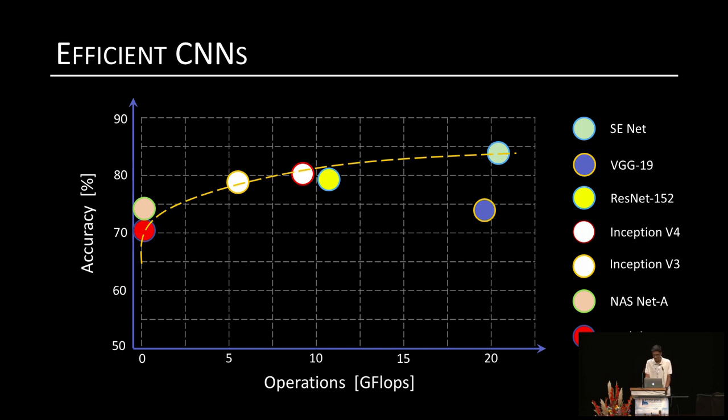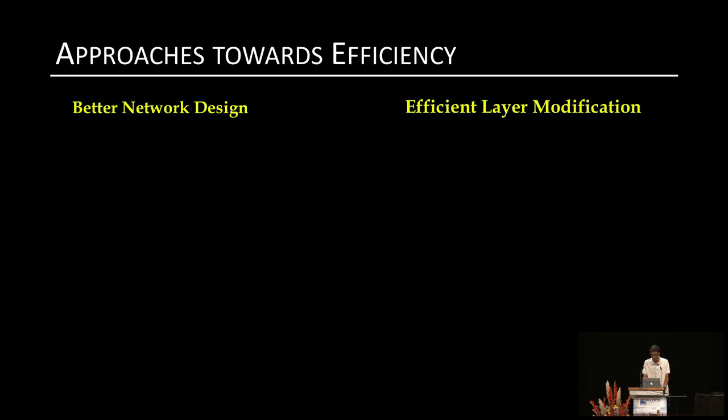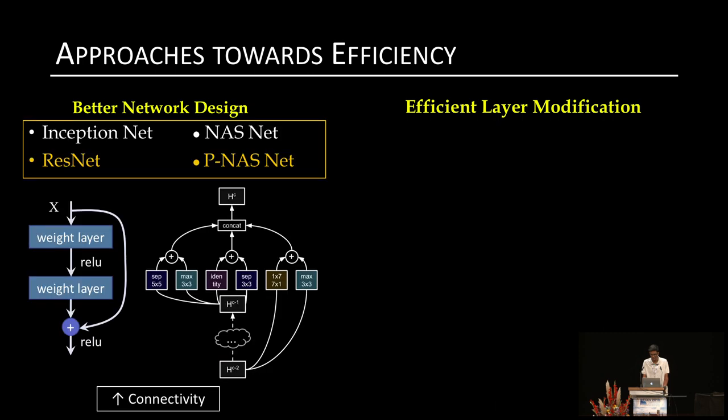Over the years, researchers have sought to create efficient deep networks. Initial attempts like ResNet achieved this by improving connectivity. Recent networks like MobileNet try to compress the networks, even at a slight cost in accuracy. If we look at the approaches to improve network efficiency, they often take one of two directions.